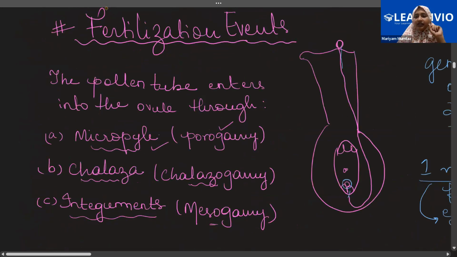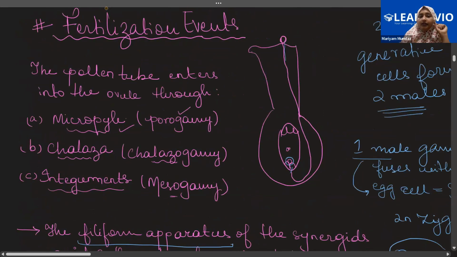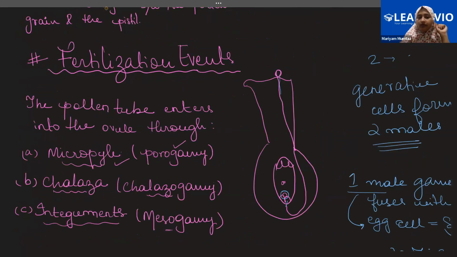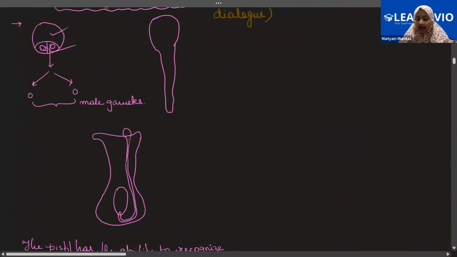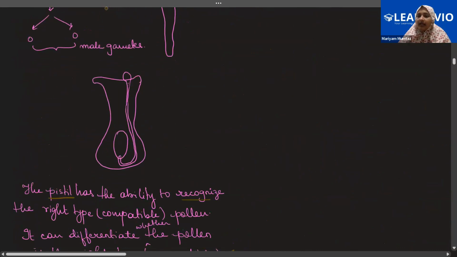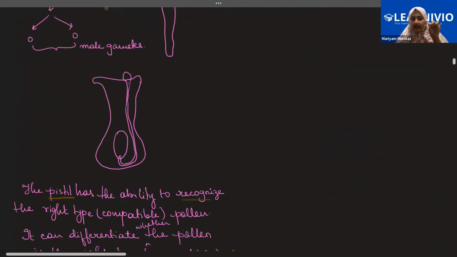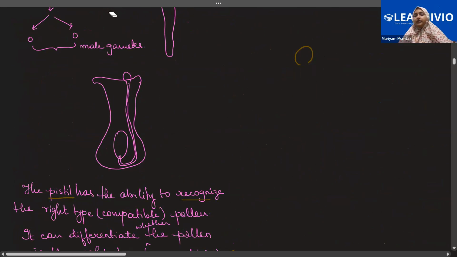The fertilization events. Now, see, the pollen tube enters into the ovule through three regions. First, the pollen lands on the stigma, and then a chemical dialogue takes place, because of which the pollen tube will start growing and reach the ovule area. So the pollen tube will grow and reach the ovule part. Now, tell me one thing, students. In 60% of the angiosperms, the pollen grains are shed at what cell stage?